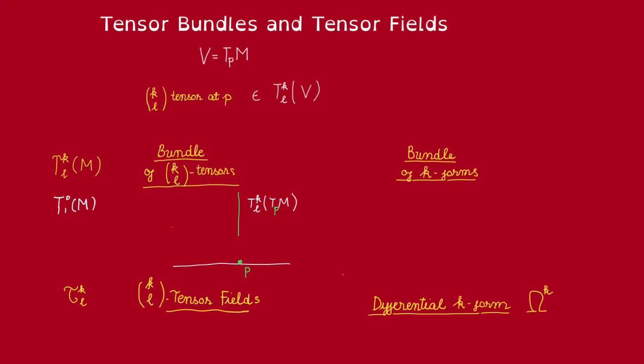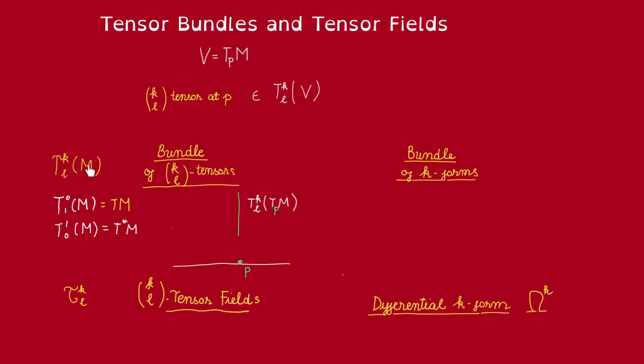Now let's check to see if you understand. What is T01M? Well, at every P, T01 of any vector space is just the vector space itself, so this is the tangent space. Thus T01 is just the tangent bundle. And similarly, T10 is just going to be the cotangent bundle.